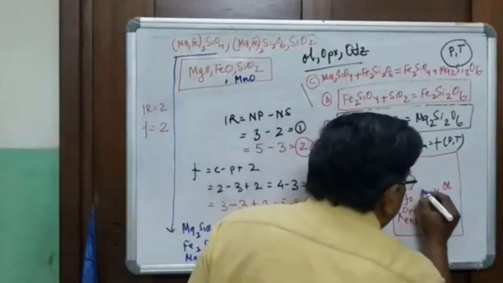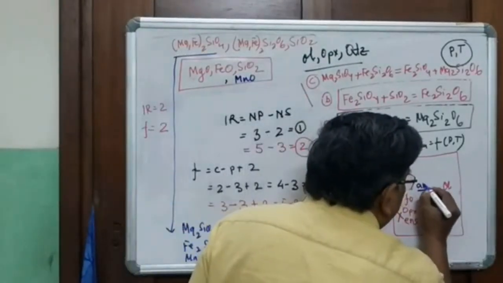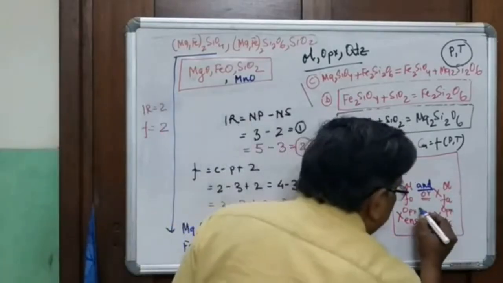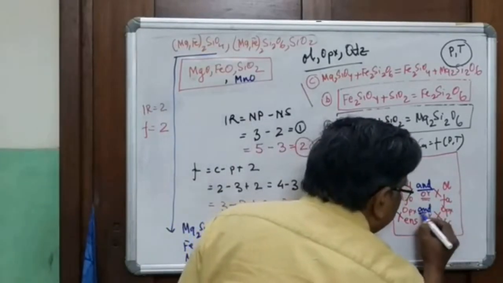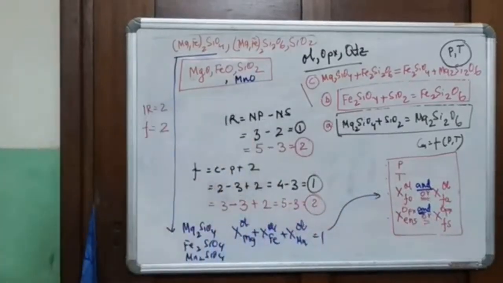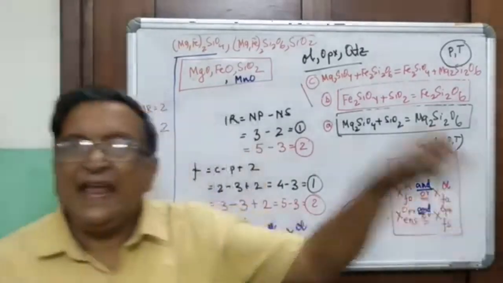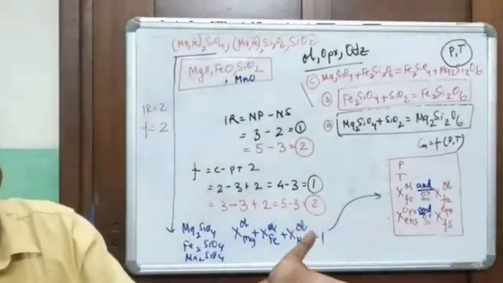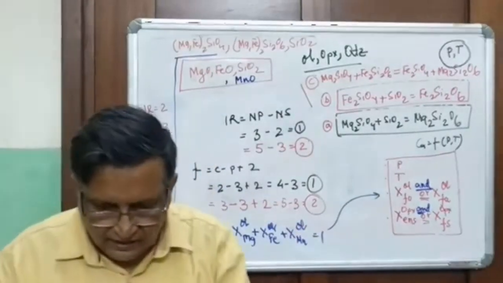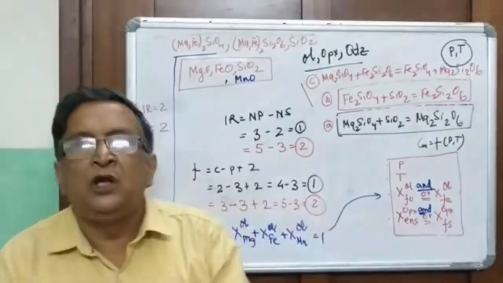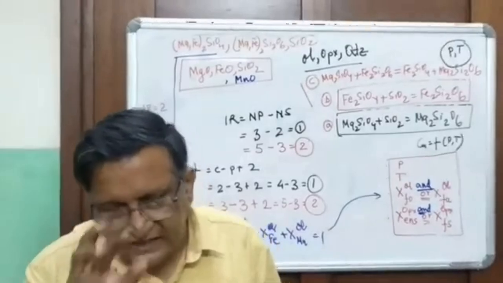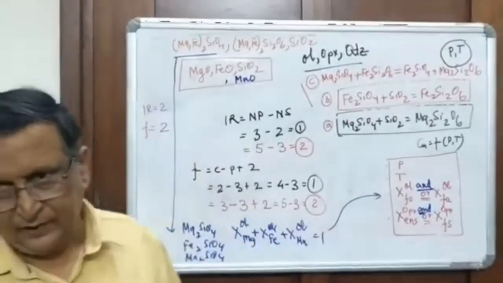So here then, this will be changed to AND. This will be changed to AND. Because the other one, XMn, is automatically 1 minus the others. So that is how critically you have to look at mineral assemblages. Mineral assemblages you have to look at very carefully.